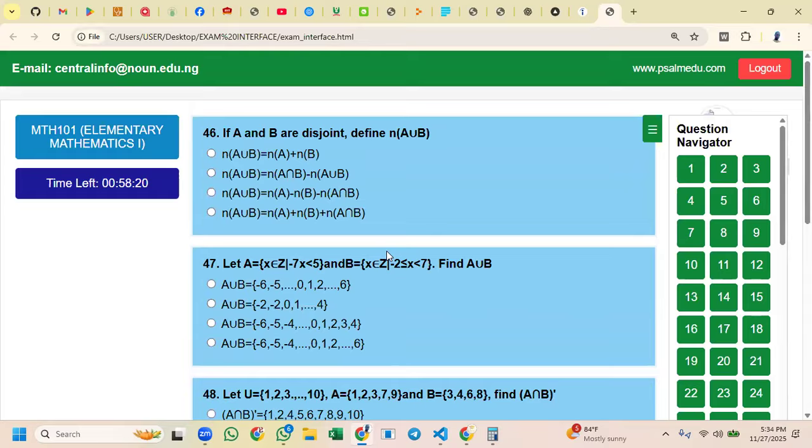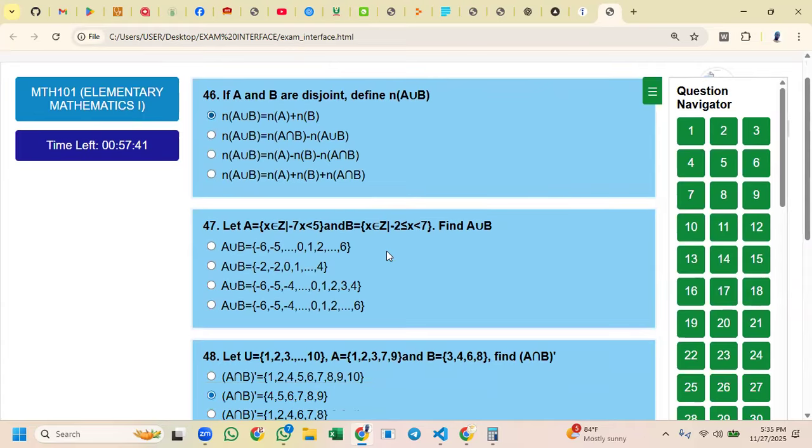Okay, here we go again. If A and B are disjoint, define not A union B, right? So what will be the answer? The answer will be, is it A or B there? I think we should go for A. It should be A.